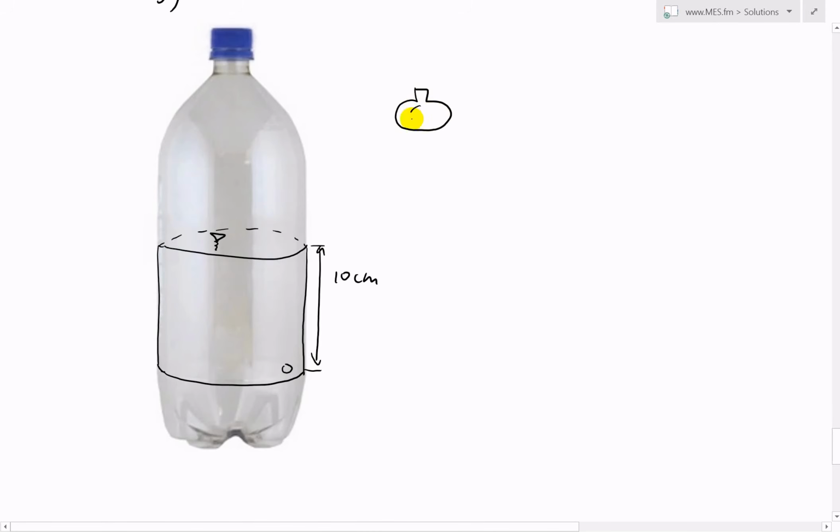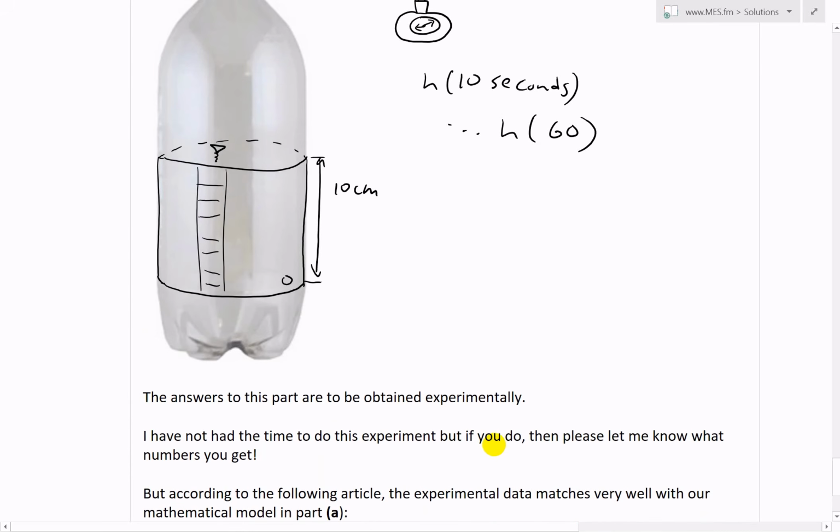Let's put a stopwatch like that, with a button, so you would just record whenever, and you have a tape measure taped on across the bottle. You would do that as basic experimental data and find h of 10 seconds all the way up to h of 60, so h of 10, 20, 40, etc. Again, the answers to this part are to be obtained experimentally.